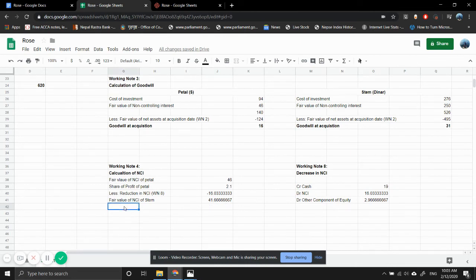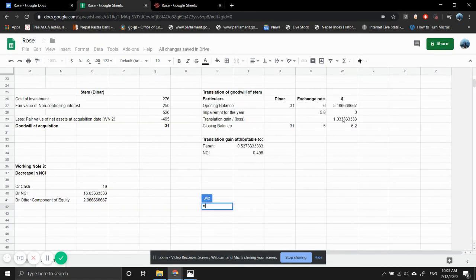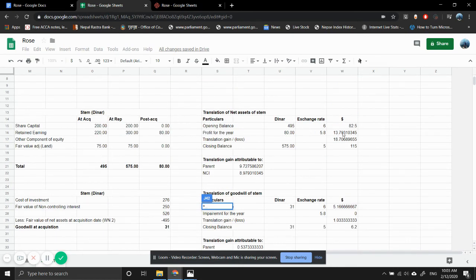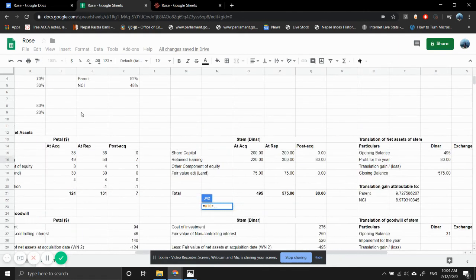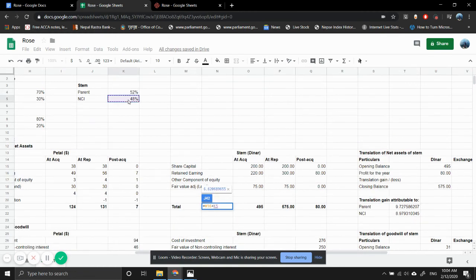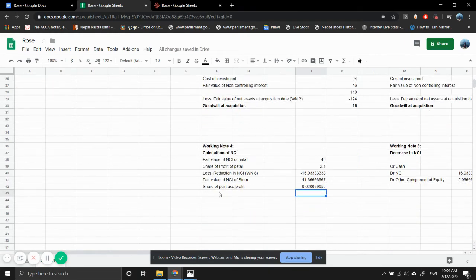Okay, so after that's done, what about share of post acquisition profit? You can use two different ideas. Since over here when we are translating net assets, it's already been translated, you could use this figure into its holding percentage. Otherwise, you could divide this by 5.8, get this figure, and multiply it by its holding percentage. I'll just do that because we've already calculated it. So 48%, and 6.62 is also done.